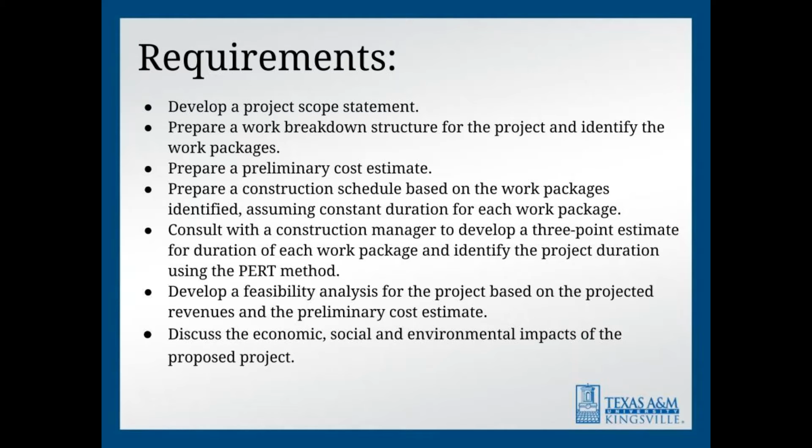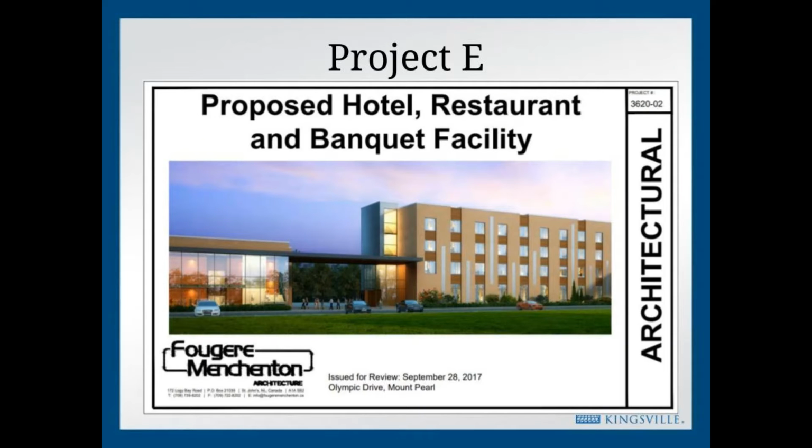Develop a feasibility analysis for the project based on the projected revenues and the preliminary cost estimate. Discuss the economic, social, and environmental impacts of the proposed project. For our project, we went with Project E, a hotel, restaurant, and banquet facility based in the capital of Washington, D.C. The construction starting date for this project is predicted to be June 15, 2020.